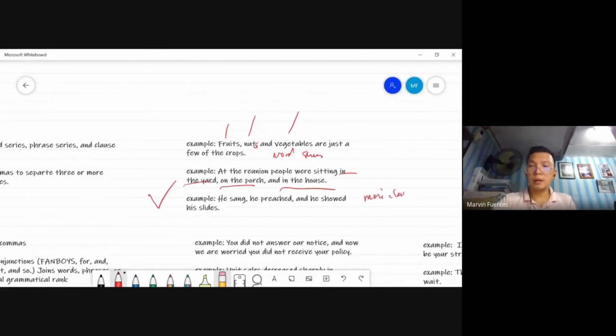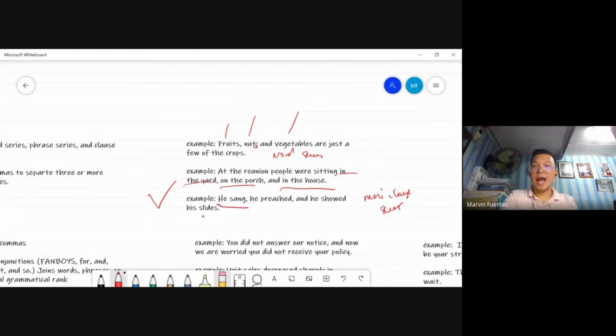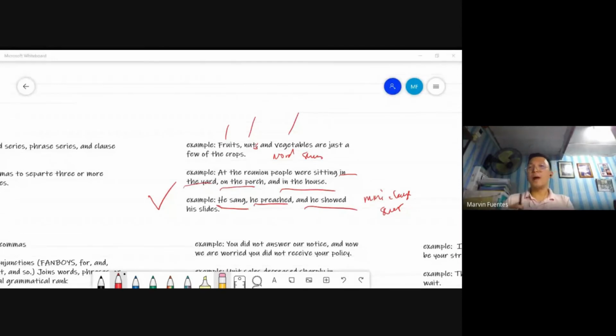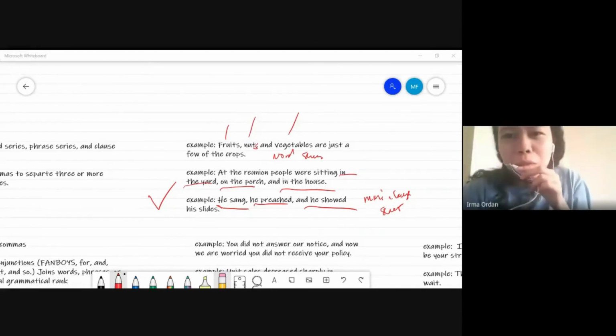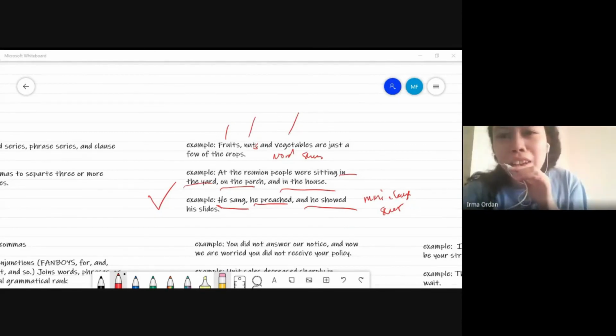mini clause series. May mga word tayo or a group of word, no, that completes, kahit composed of 2 words lang, complete sentence. Katulad dito. He sang, he preached, he showed. Urma, asan dyan yung subject? Asan dyan yung verb? He po yung subject. Sang yung verb. He yung subject, tapos preach yung verb, tapos he yung subject, tapos showed yung verb.